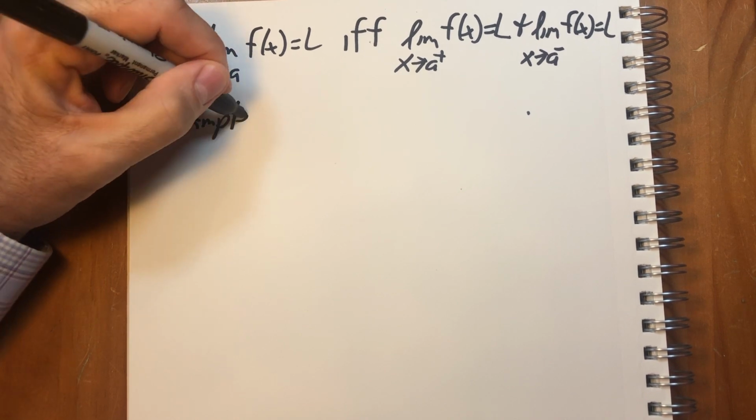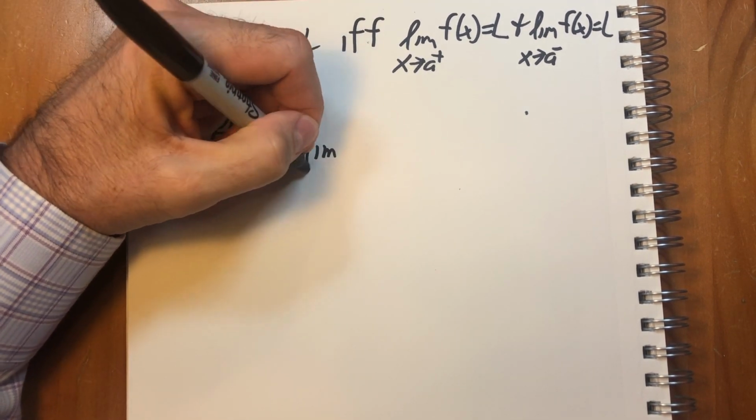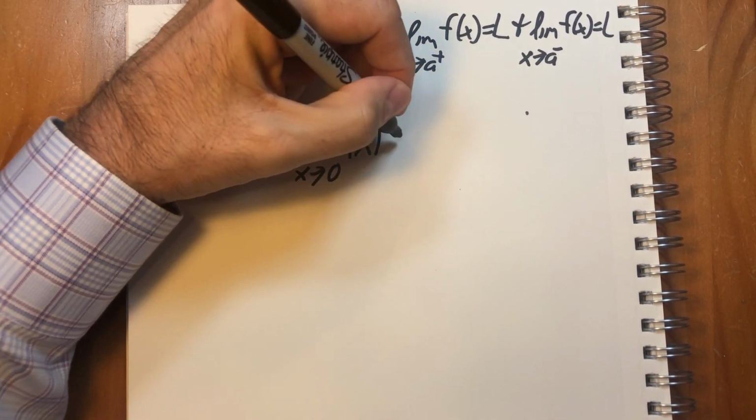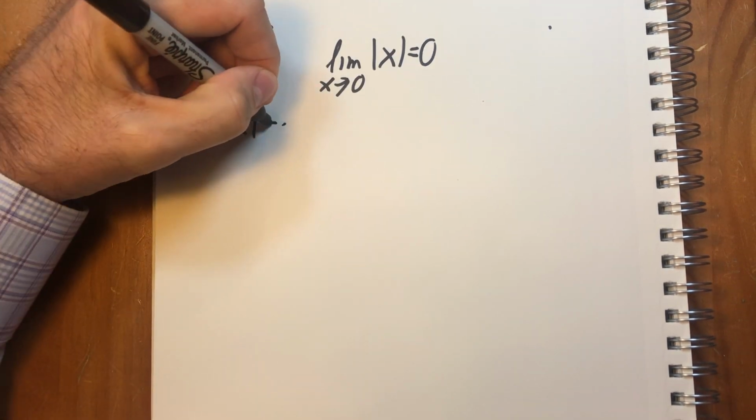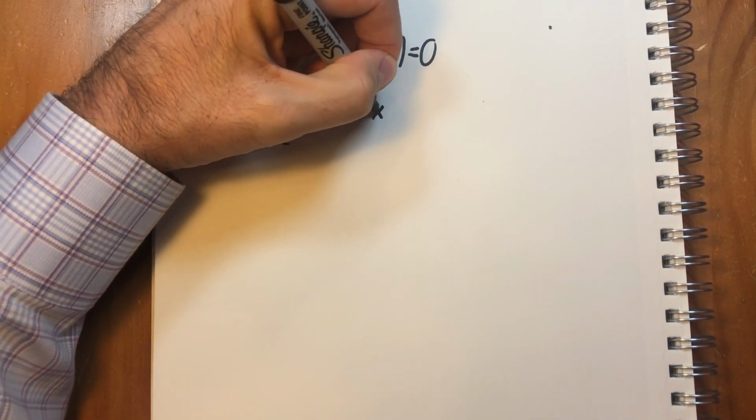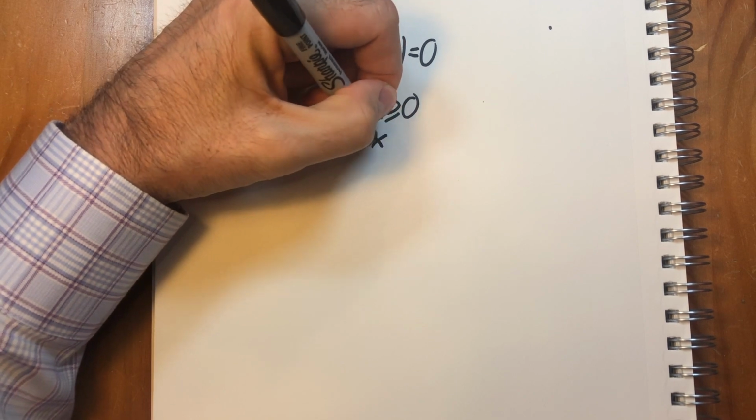So, example: show that the limit as x approaches 0 of the absolute value of x equals 0. Remember, the absolute value of x is x if x is greater than or equal to 0, and minus x if it's less than 0.